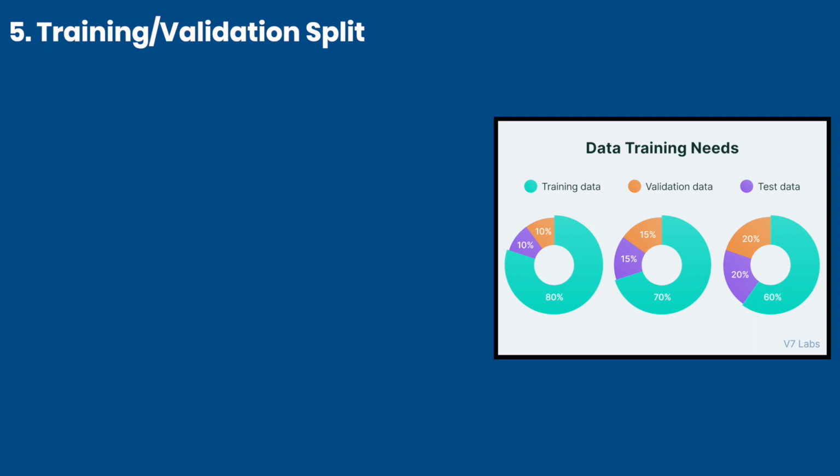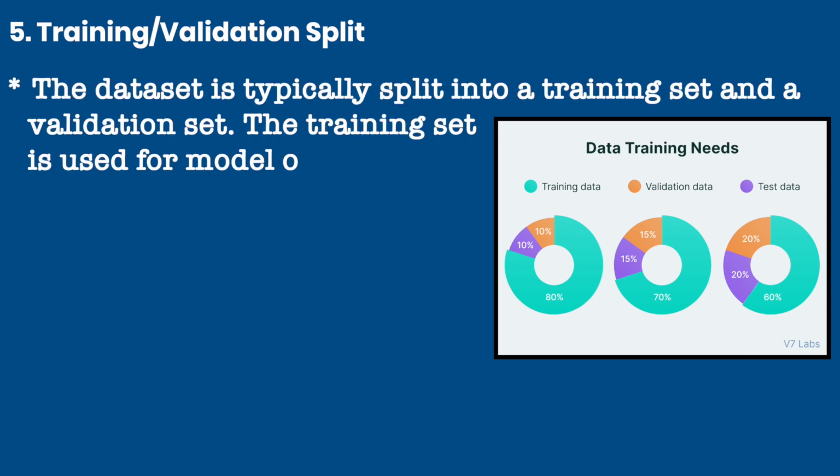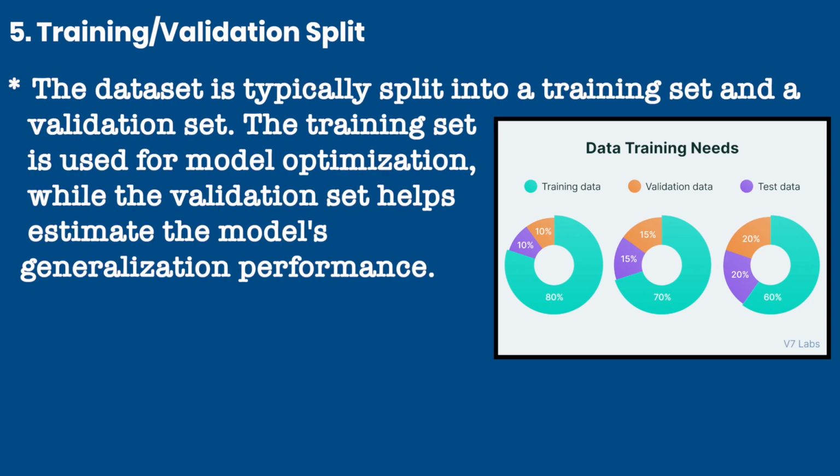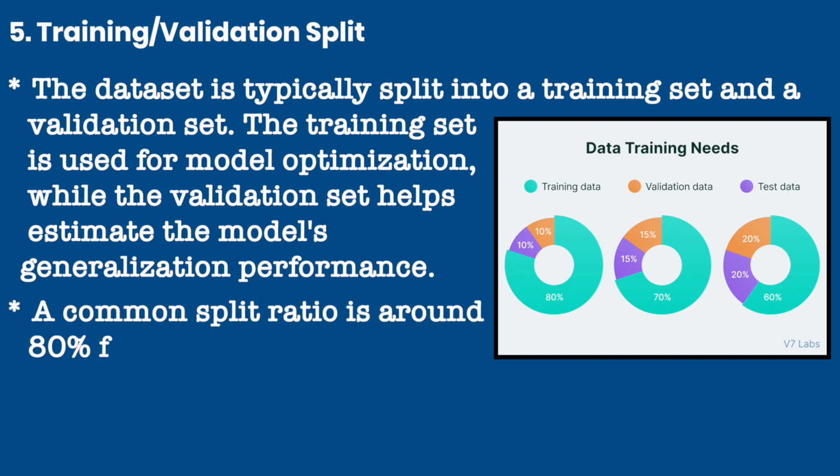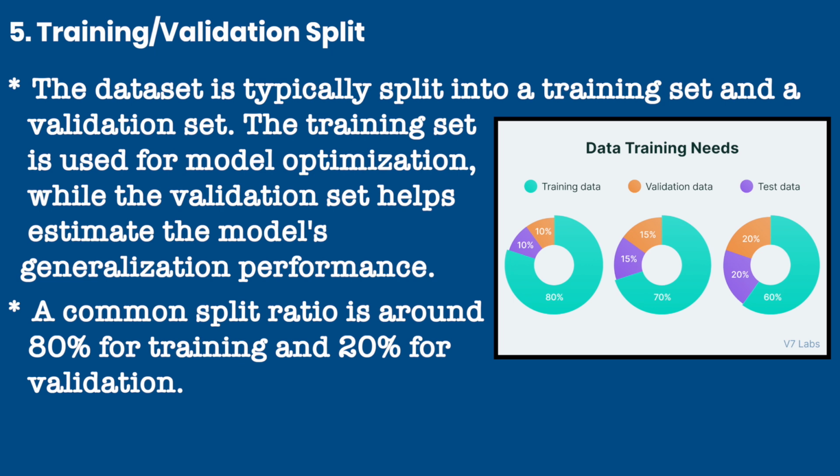Training validation split. The data set is typically split into a training set and a validation set. The training set is used for model optimization, while the validation set helps estimate the model's generalization performance. A common split ratio is around 80% for training and 20% for validation.